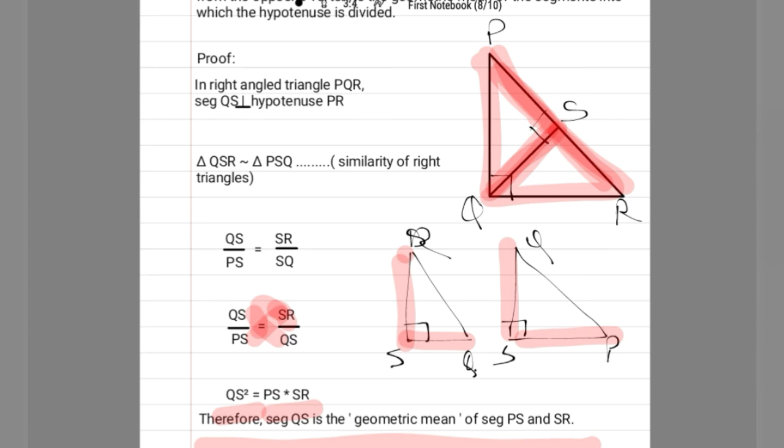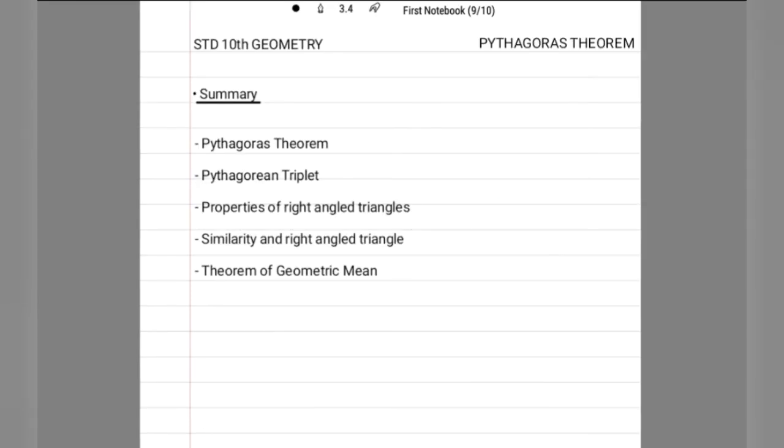So let's summarize what we have learned today. Now starting with the summary, the first thing which we learned was the Pythagoras theorem, and this theorem, as I said, we have learned from our previous classes. And what does it say is, if we have a right angle triangle ABC, suppose, then we can say that the hypotenuse square is equal to the sum of the squares of the remaining two sides. This is what we get. Now in this triangle, the hypotenuse is AC. So AC square is equal to AB square plus BC square. So this is what it says.